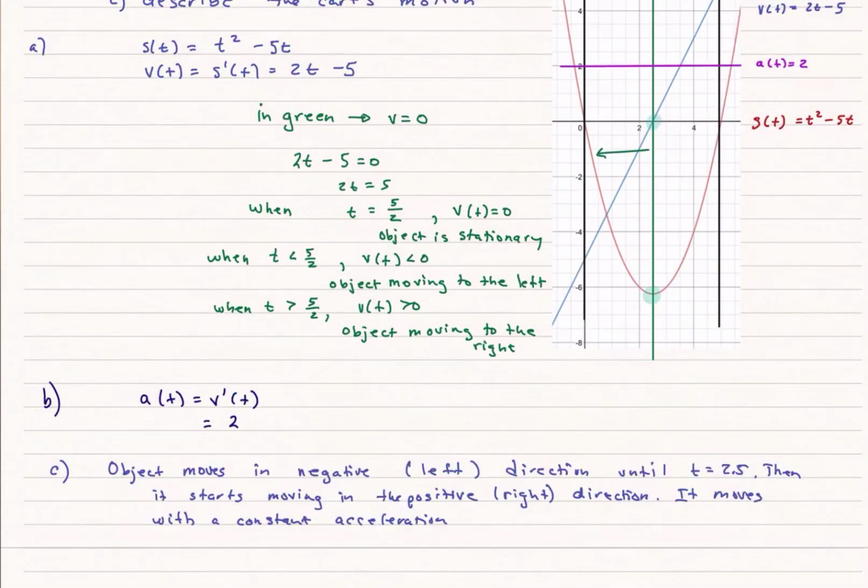And finally, part C asks me to describe the motion of the object. The cart moves in the negative direction, that is the left direction, until t is equal to 2.5. Then it starts moving in the positive or the right direction, and throughout this interval, it moves with constant acceleration.